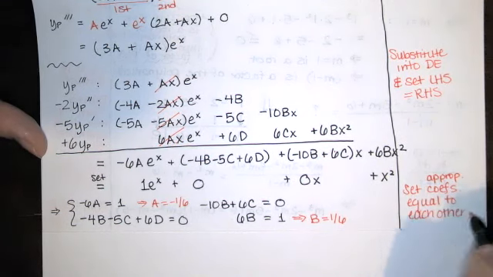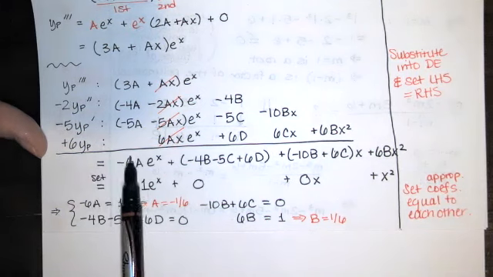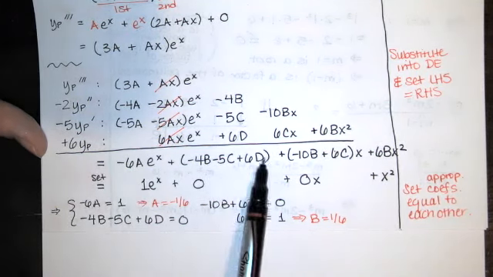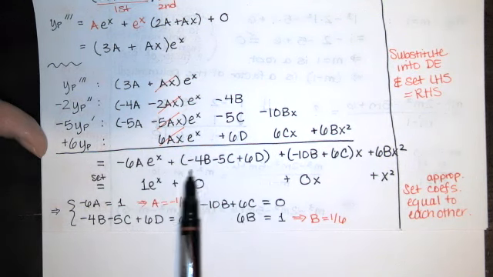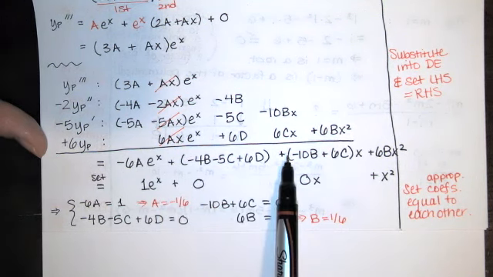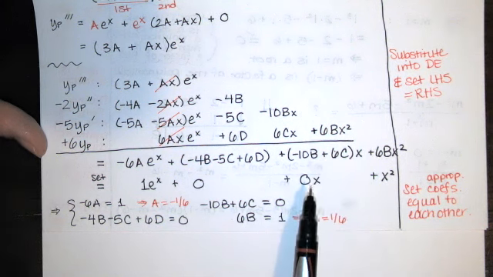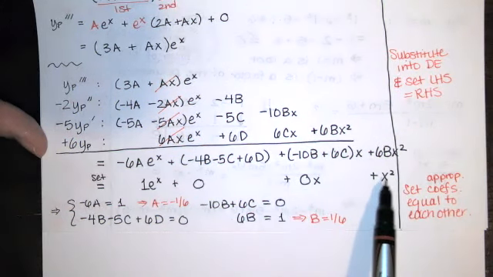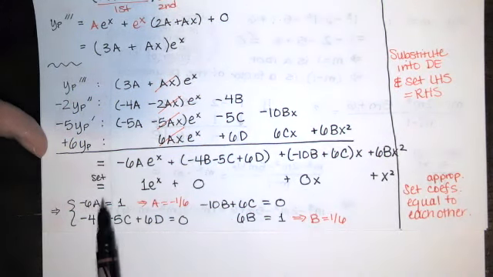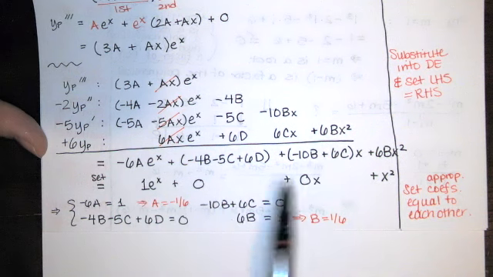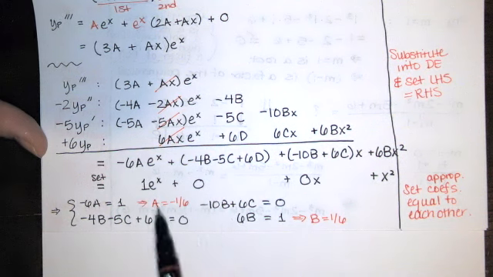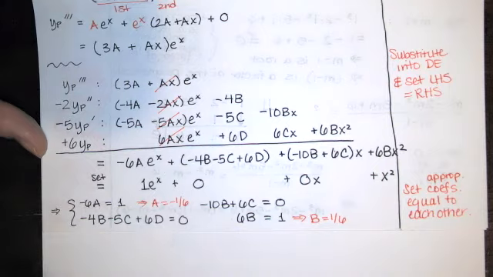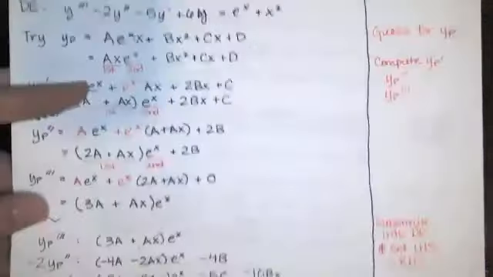When I say appropriate coefficients, that means I want the coefficient of e to the x on this side to equal the coefficient of e to the x on this side. I want the constant term on the left-hand side to equal the constant term on the right-hand side. I want the constant that's multiplying x here to be equal to the constant that's multiplying x here. And I want the constant that's multiplying x squared over here to equal the constant that's multiplying x squared over there. So we've got 4 equations with 4 unknowns, and then we solve those for A, B, C, and D.